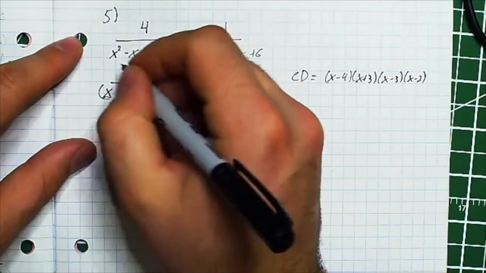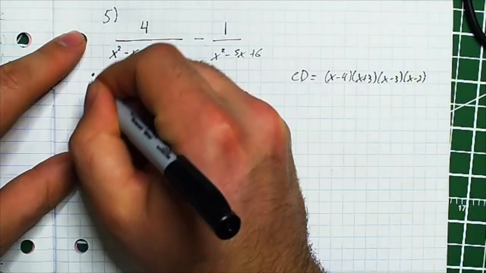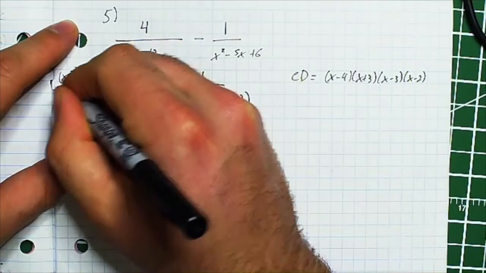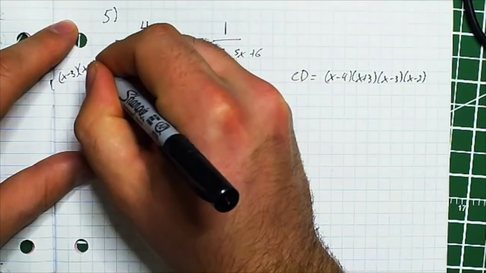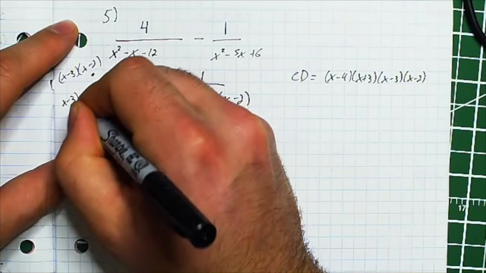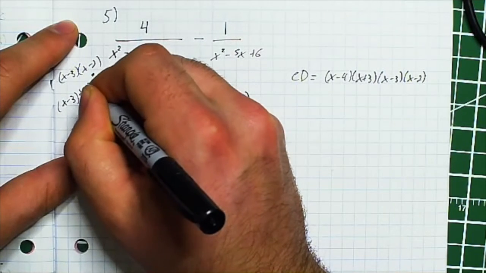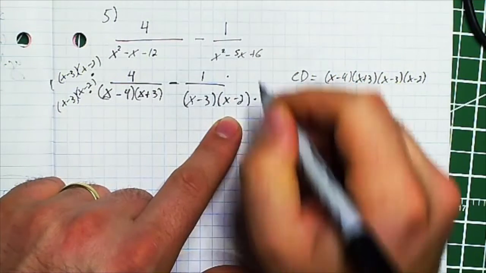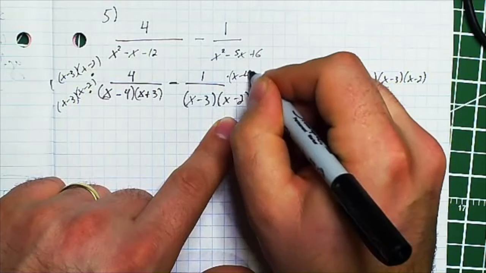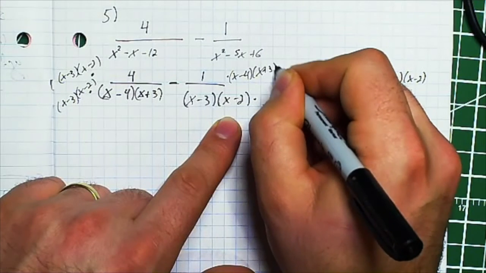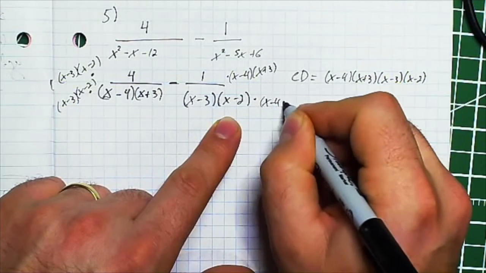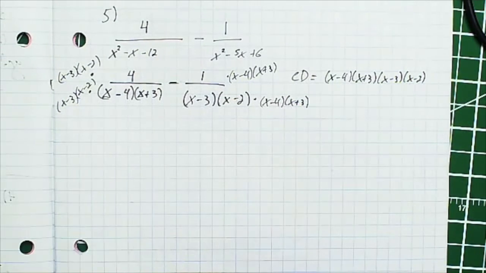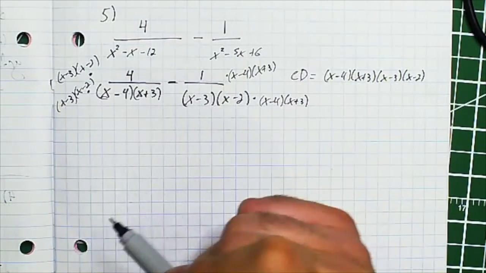So for your left and right side, you're basically going to multiply by what is missing. So I'm going to multiply top and bottom over here by x minus 3 and x minus 2. I'm going to multiply my right side by x minus 4 and x plus 3. So now they should have the exact same denominators.